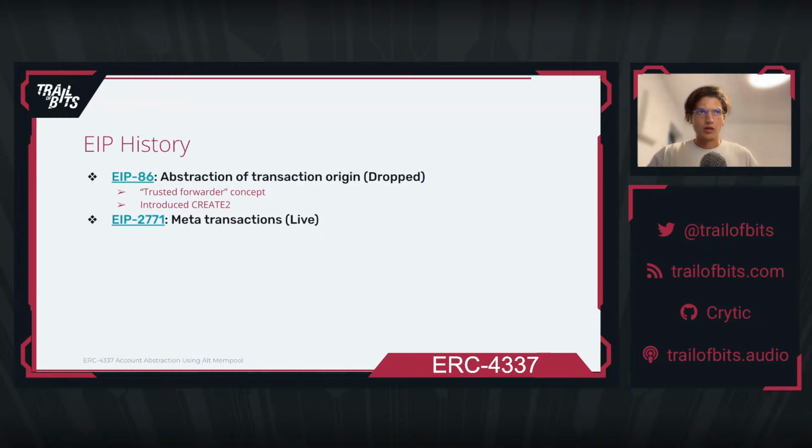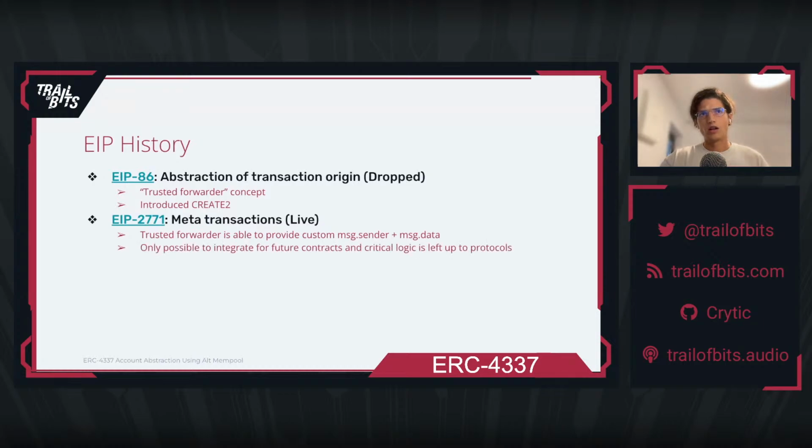Then I'd also like to mention EIP 2771 meta transactions, which is live. It's not necessarily related to account abstraction. However, it introduces a bunch of concepts that are used today, or features that we would like to have in account abstraction today. And meta transactions also has this concept of a trusted forwarder that is able to pass a custom message sender and message data to another contract.